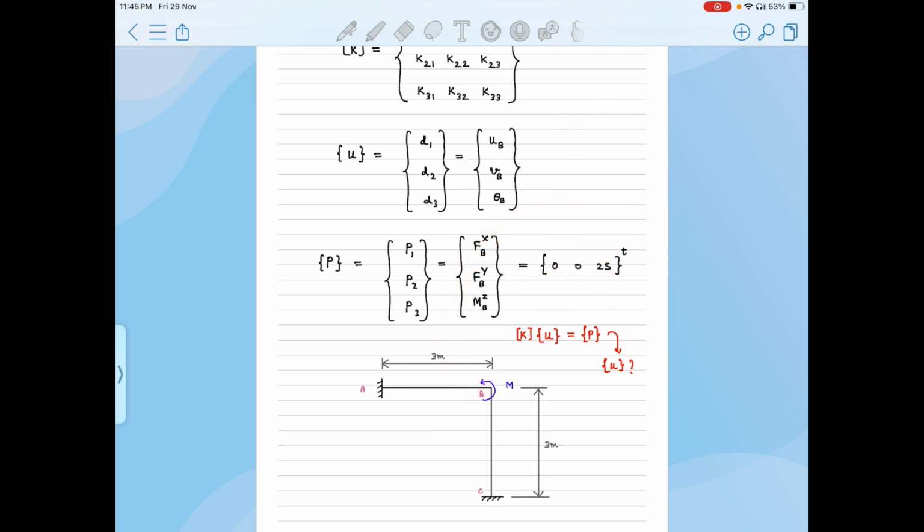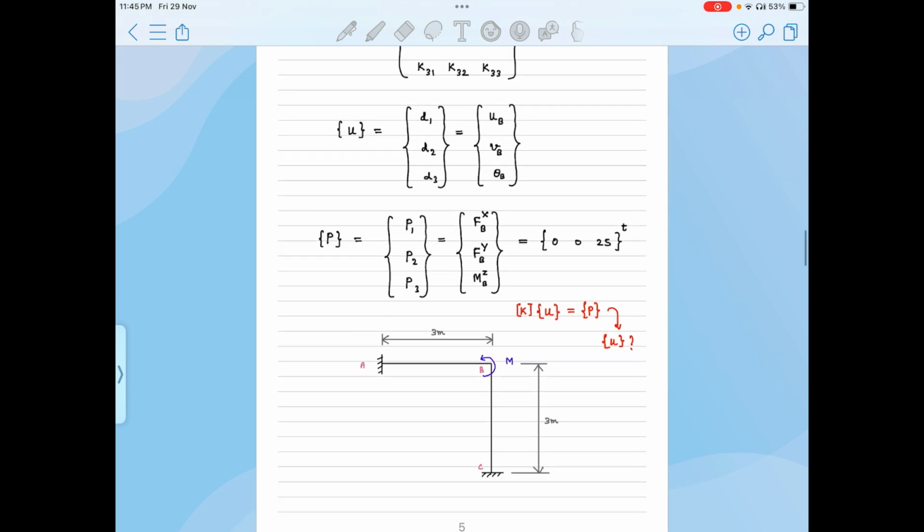Once you know that, in the stiffness method, you get an expression like this: K into U is equal to P, where K is the stiffness matrix, U is the displacement vector, P is the load vector. So from which we can get U by inverting this K. Okay.